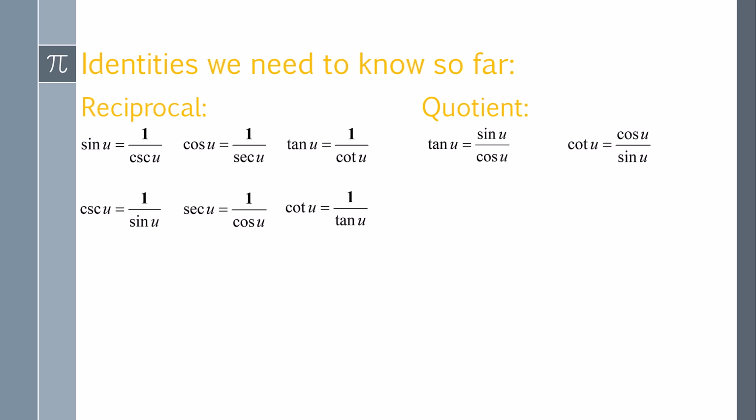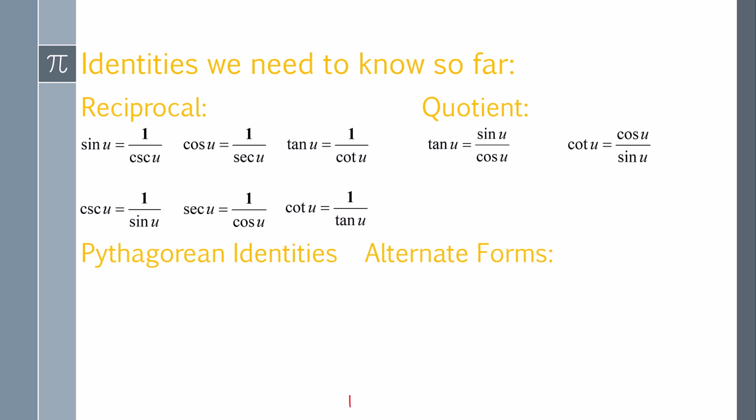We know our reciprocal identities. Sine of an angle, so in this case sine of u, equals 1 over cosecant u. That just means they're reciprocals of each other. Tangent is sine over cosine. Cotangent is cosine over sine, because tangent and cotangent are reciprocals of each other, so that's why they're flipped. But now we're going to introduce new identities called Pythagorean identities.